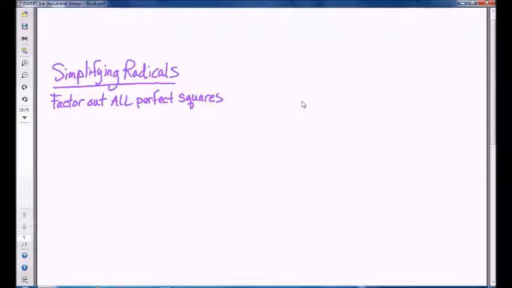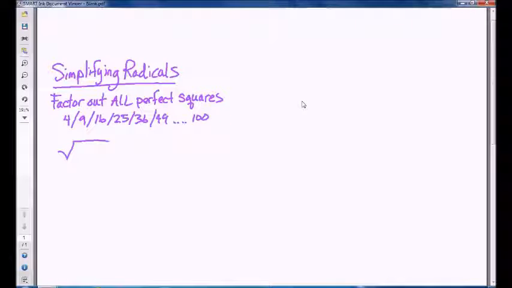Now our perfect squares are 4, 9, 16, but you don't really have to worry about 16 because it's just 4. Then 25, 36, 49. You probably won't go beyond 25. You may use 100 occasionally if your square roots are in the hundreds. You might be able to factor out 100.